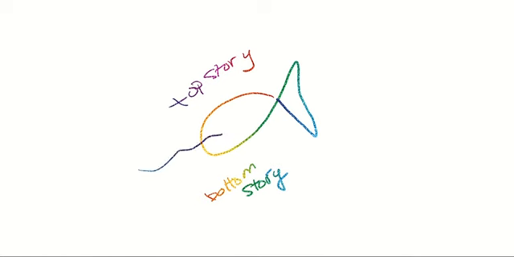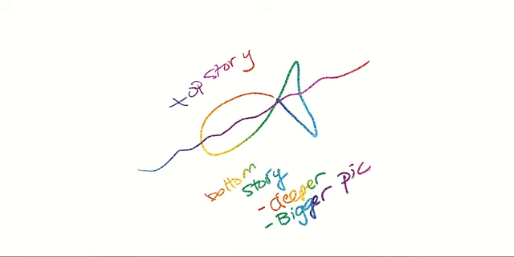Okay, so the top story is what's above the water, right? This is what's on the surface. This is the plot points that you can see easily. The bottom story, though, is like the deeper meaning, the bigger picture. What the author wants you to take away from this story beyond just what happens, right?